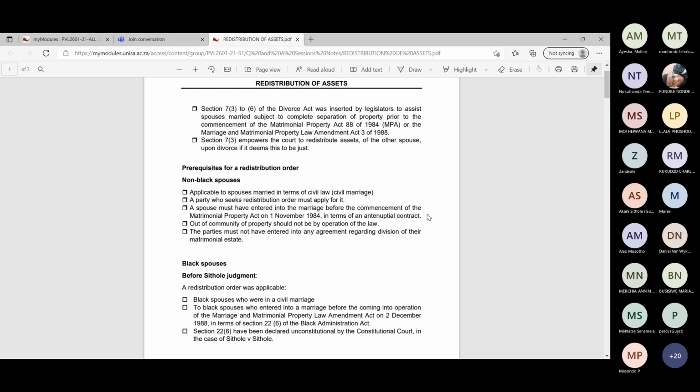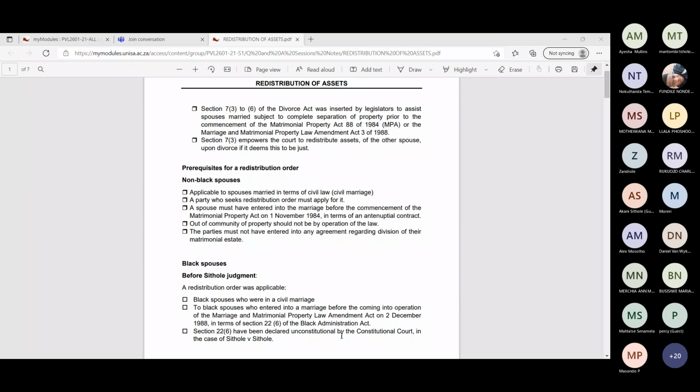And for black spouses, those who got married before or on 2 December 1988, they could request a redistribution. But now, this provision is no longer applicable to them because the Constitutional Court has said that black spouses who are in civil marriages entered into before 2 December 1988, those marriages are now automatically in community of property. So redistribution no longer applies to them, because you have to be married out of community of property to request the court to redistribute assets. Do you understand?